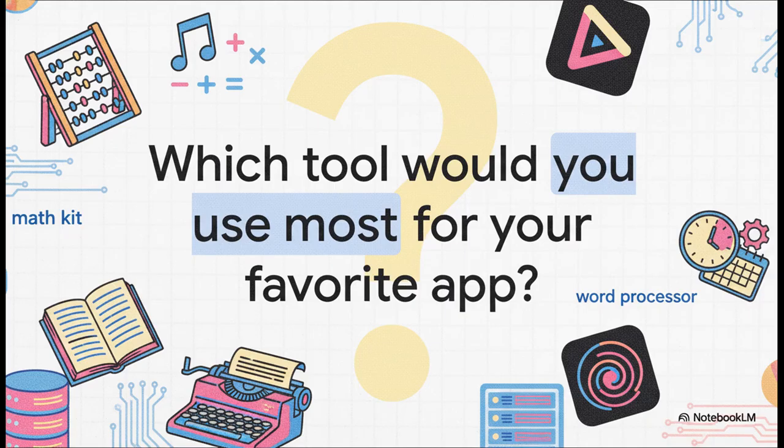And that brings us to a final thought for you. Now that you know what's inside this secret toolkit, think about your favorite app. Could be TikTok, Spotify, your favorite game, whatever. Which of these tools, the math kit, the word processor, or the time machine, do you think would be the most important one for making that app actually work? It's a pretty cool way to see just how deep this stuff goes and how it's quietly running pretty much everything we do.